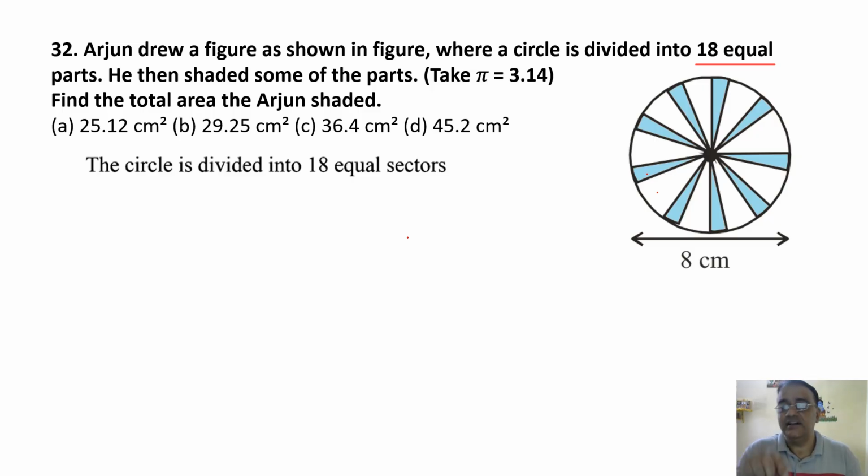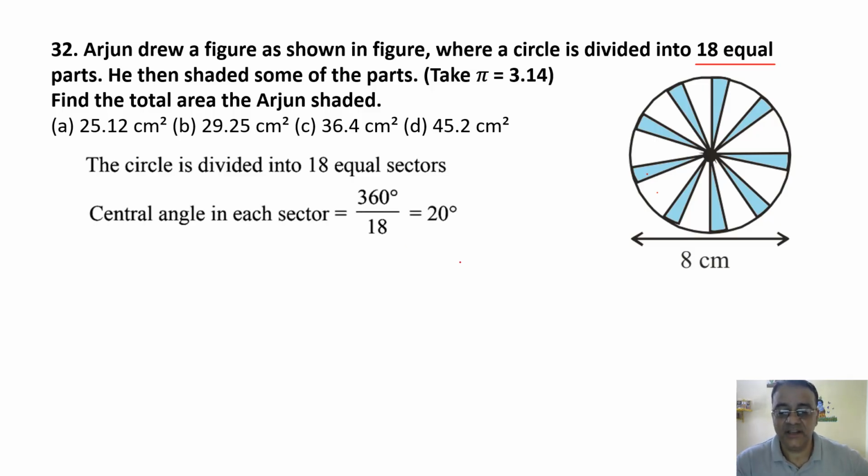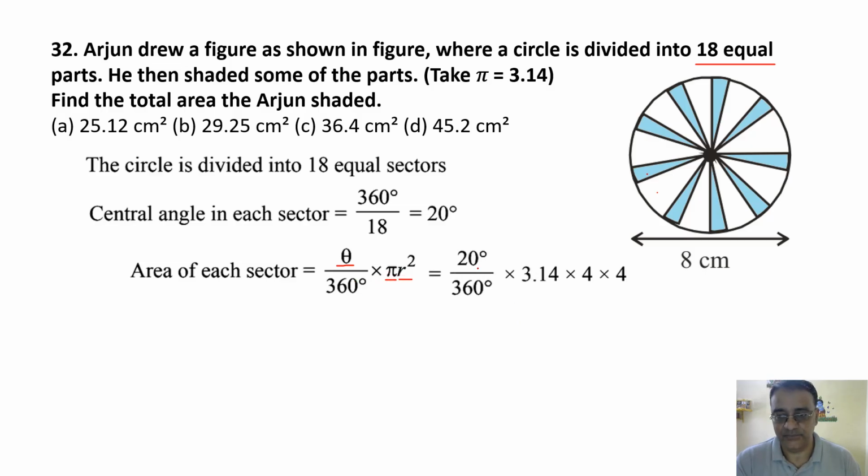So total angle is 360. So central angle for each sector will be 360 upon 18, that is 20. Now the area of each sector, theta upon 360 into pi r square. So यहाँ पे 20 substitute करो और यहाँ पे 3.14 और यहाँ पे 4 into 4. So 20 we can cancel here. 18 नहीं, यहाँ पे मत कैंसिल करो, एक मिनट, नेक्स्ट में कैंसिल करते हैं क्योंकि हम लोग 9 से मल्टीप्लाई करना पड़ेगा. टोटल 9 शेडेड है.